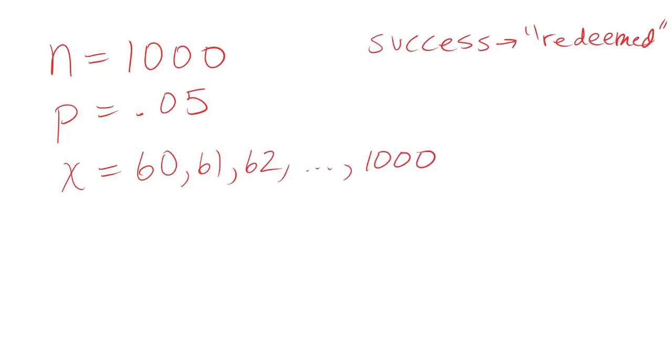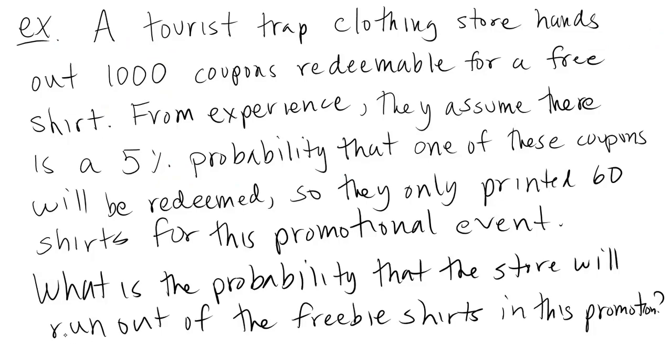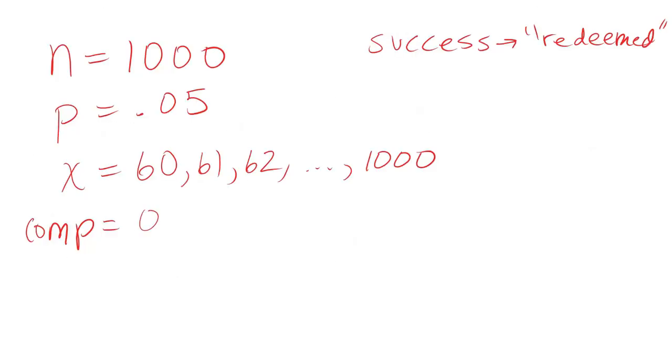In the previous example, our X list only had 3 cases. Now you've got over 900 cases. Even the most stubborn person would have to admit that a complement's going to be the best way to do this. Let's talk about how you would figure out the complement both in words and then just using a mathematical rule. The event we're interested in is that the store will run out of the freebie shirts. So the complement of that will be that the store does not run out. And in what cases would they not run out? Well, if fewer than 60 coupons are redeemed, then they won't run out. So that would be from 0 up to 59. They run out of shirts when they hand out the 60th shirt.